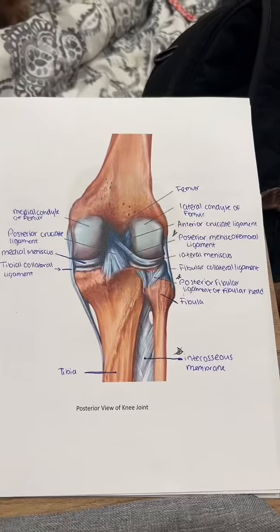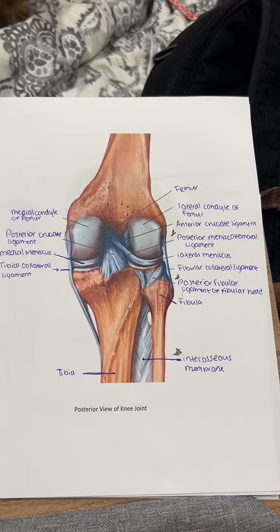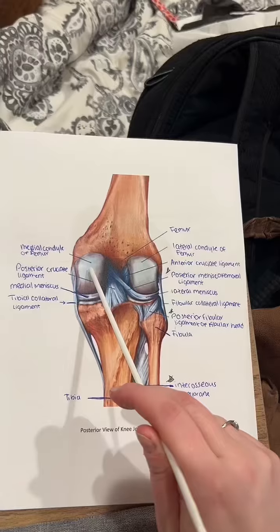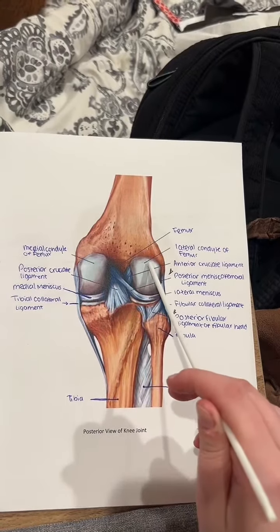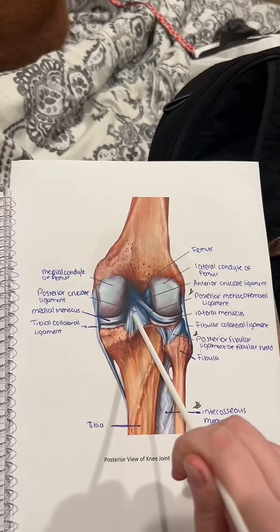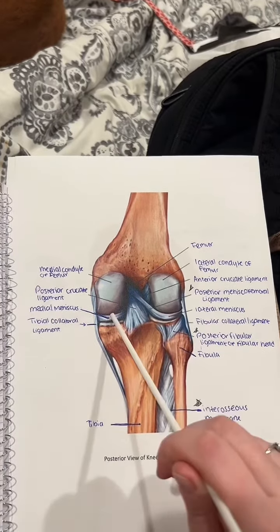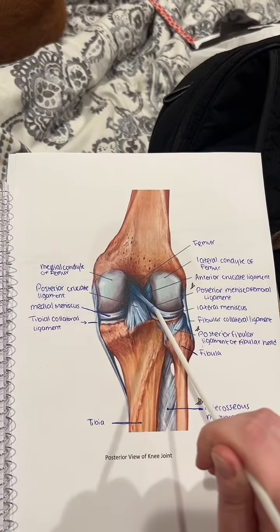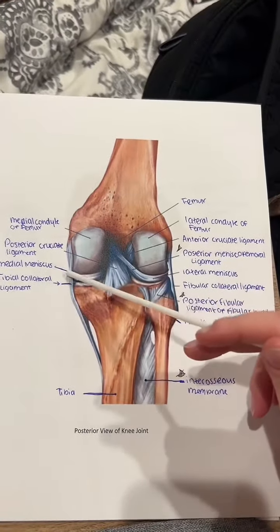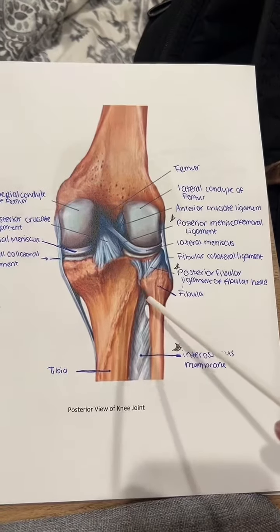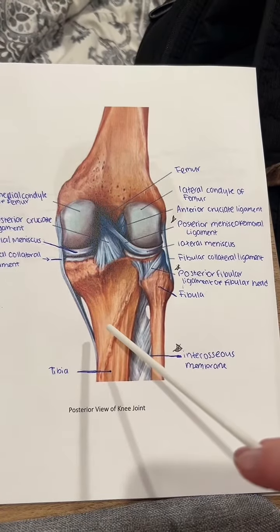Posterior of the knee, we have some familiar structures. The femur, the medial and lateral condyles, the posterior and anterior cruciate ligaments, the medial meniscus and the lateral meniscus, the tibial collateral ligament, the fibular collateral ligament, the fibula, and the tibia.